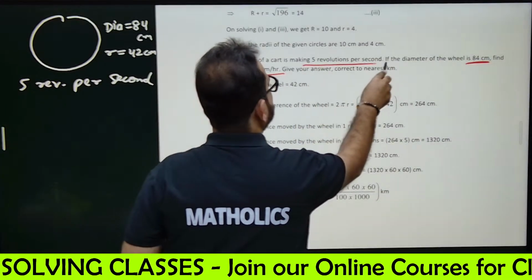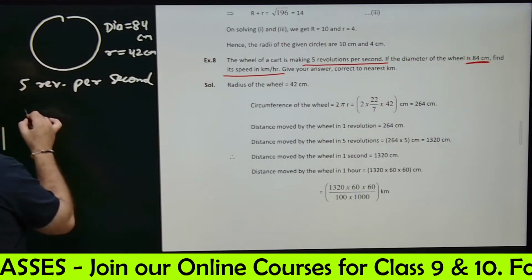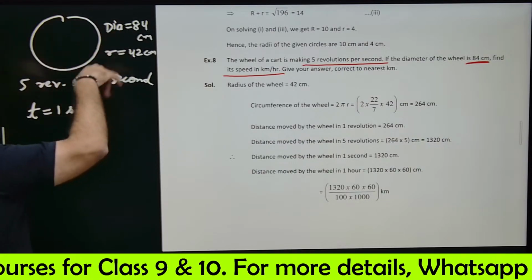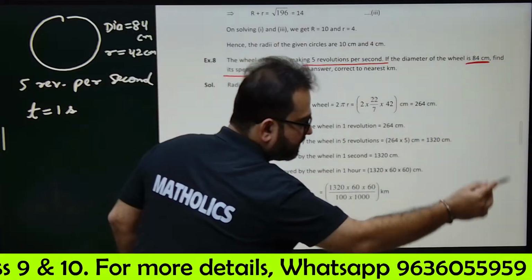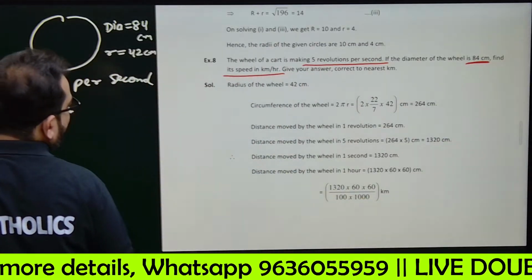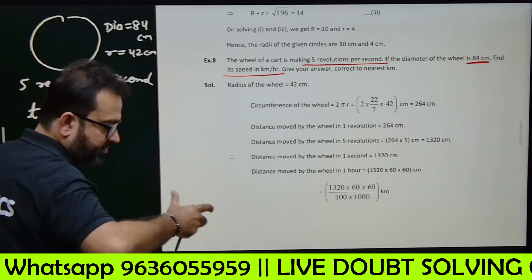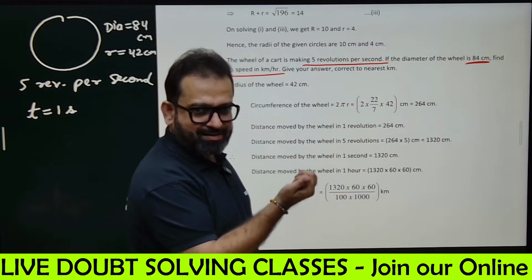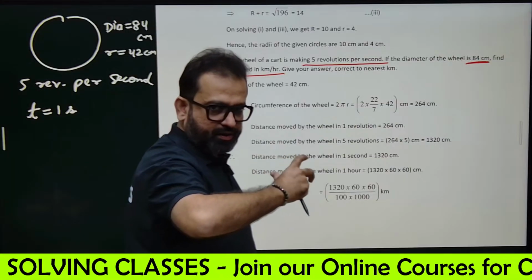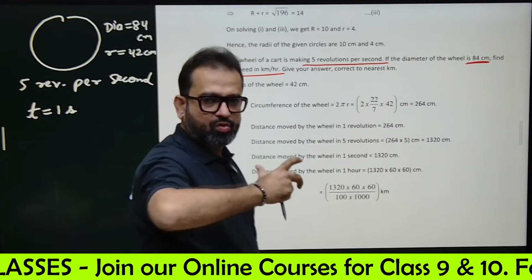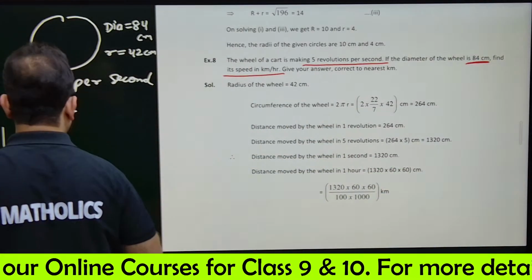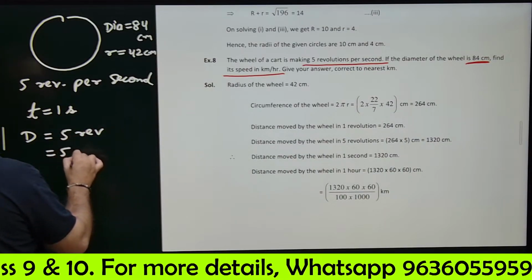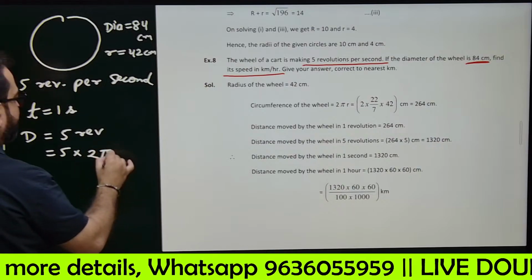It is making 5 revolutions per second. So in time equal to 1 second, the distance which this wheel goes: 1 revolution, second, then third, then fourth, then fifth. It is going in this direction. If it was rotating, it would be rotating on the same axis. But it is revolving, which means it is going in this direction. So the distance traveled is 5 revolutions, and 5 revolutions means 5 into 1 circumference, that is 2 pi r.